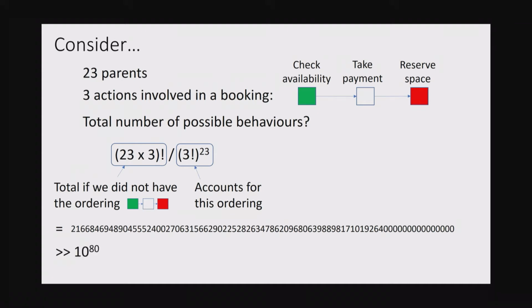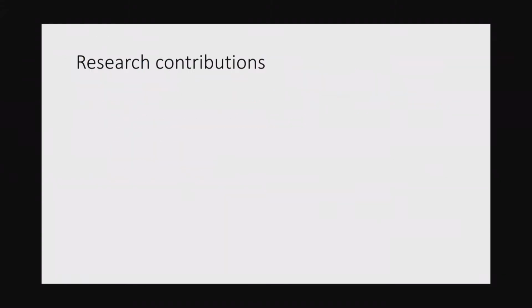That's larger than 10 to the power 80. And if 10 to the power 80 doesn't mean anything to you, the estimated number of nanoseconds since the Big Bang is less than 10 to the power 27. And 10 to the power 80 is much, much bigger than 10 to the power 27. Okay, so it can be very hard to find problems in these concurrent systems because of this explosion of behaviors. So now let me start to tell you about my research contributions.